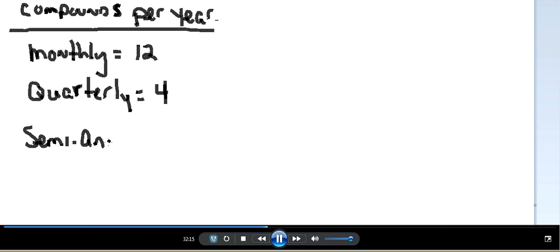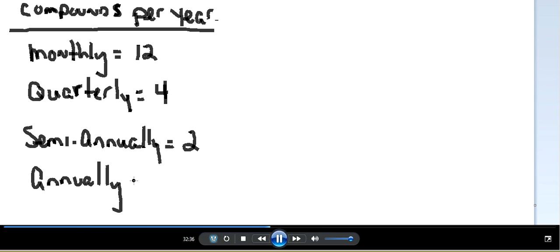Semi-annually. Semi-annually is, well, if annually is 1, semi-annually is going to be 2. And let's do the annually. Probably doesn't even need an explanation now. Annually means 1 time a year. Something is compounded annually.